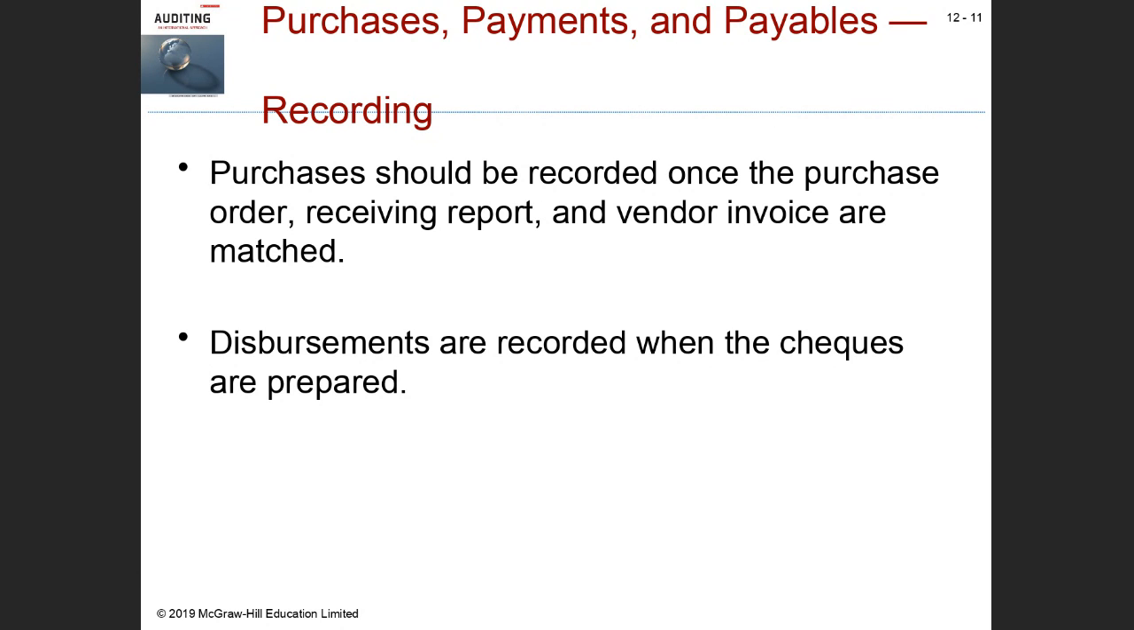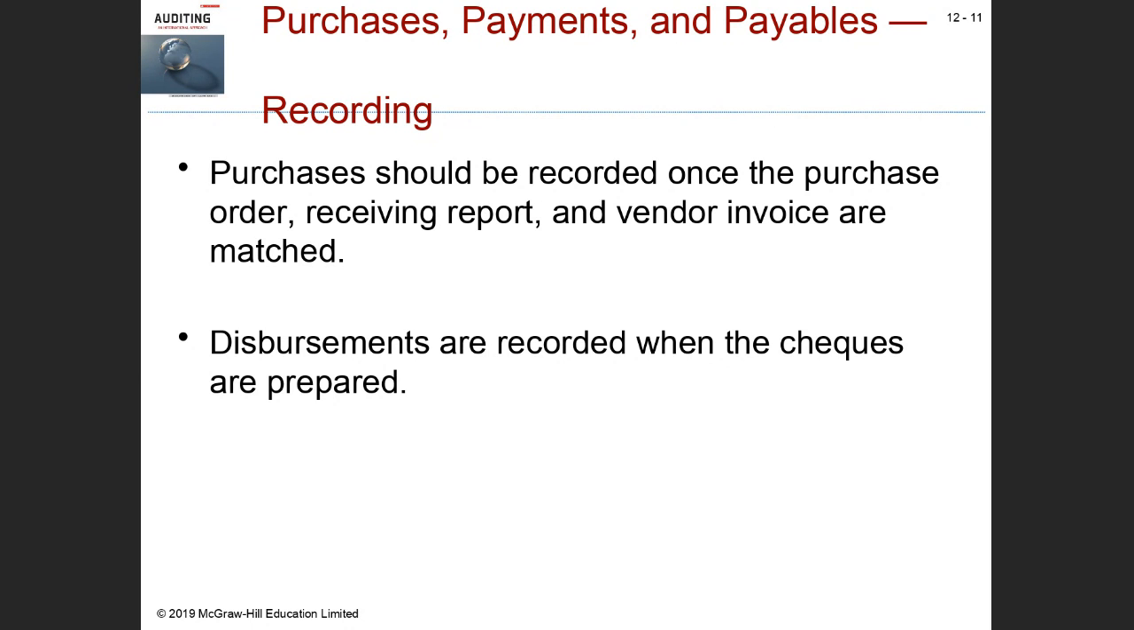Sometimes I've seen clients that are in financial difficulty go ahead and prepare the checks, but then they just hold them. They don't actually mail them to the supplier. Well, even though you haven't mailed them out yet, you do want to record them, so you have a record of the checks that you've actually prepared and that have been signed.